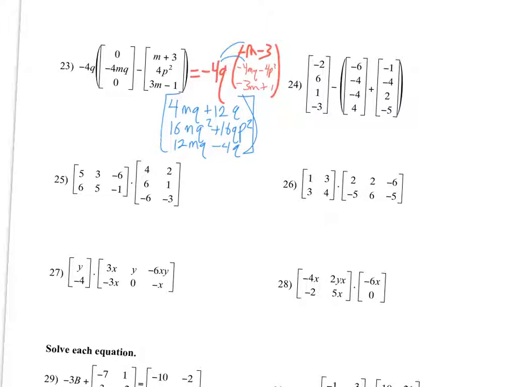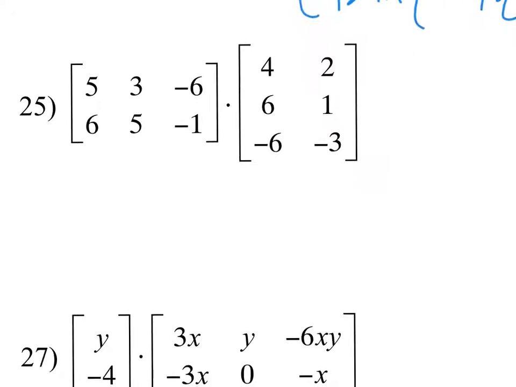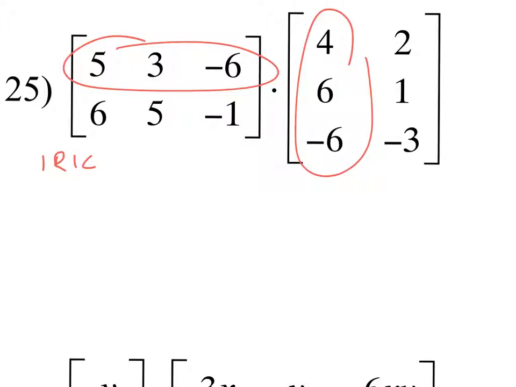Let's see which other one looks good. I don't know. I kind of like the idea of 25, so let's do that one. Okay, this is matrix multiplication. We're going to multiply first row, first column. 5 times 4 is 20. 3 times 6 is 18. Negative 6 times negative 6 is 36. Add those up, and what do we get? 74.